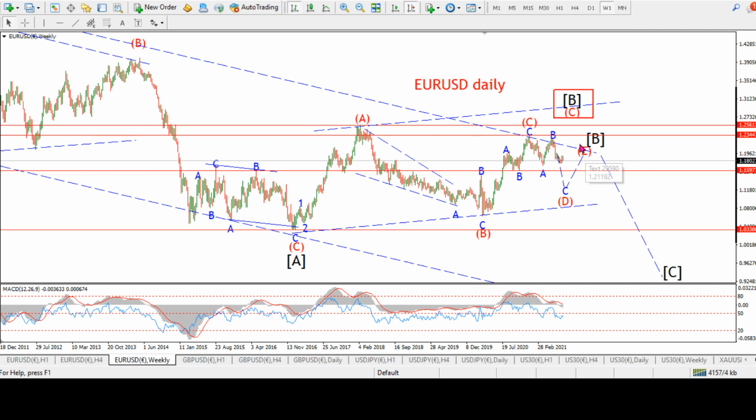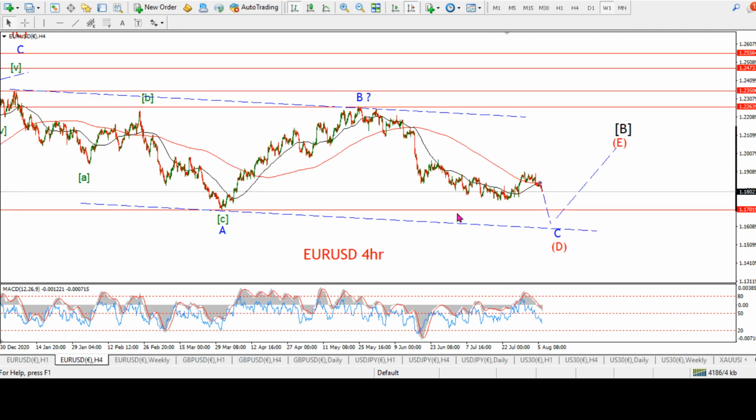Okay, if this triangle is going to continue, then we would likely complete a D and E wave to contract the range even further, and then we would head lower into wave C, ideally. Okay, so let's get into this D wave and E wave, see how that's going. I hope this would be a short update. It looks like it's going to be a long one.